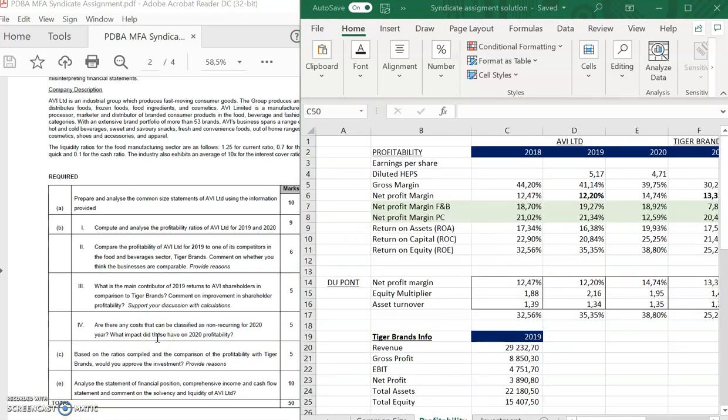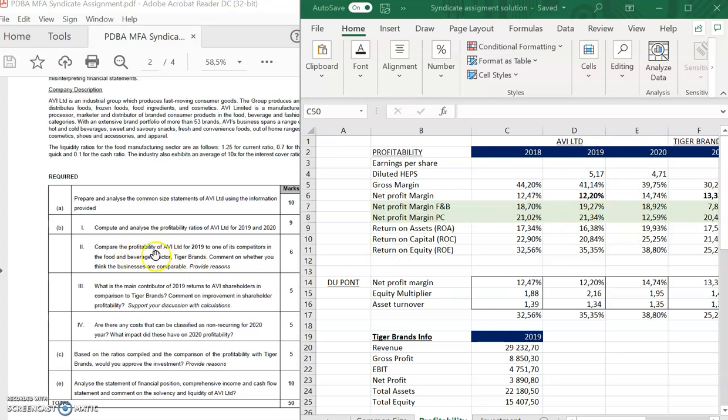The next question then asks you to compute and analyze the profitability ratios for 2019 and 2020. So what I've done here is I've computed all the profitability ratios for 2019 and 2020 for AVI Limited. They didn't ask you for 2018, but I've also prepared it for 2018 just to see the trend. So marks were not rewarded here for the 2018. You should have compiled the 2019 and 2020.